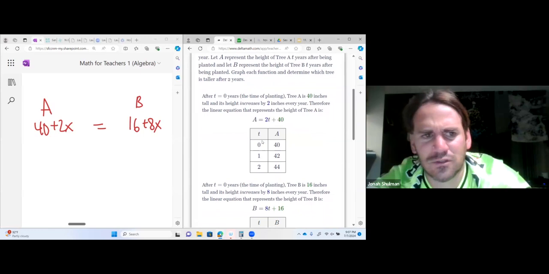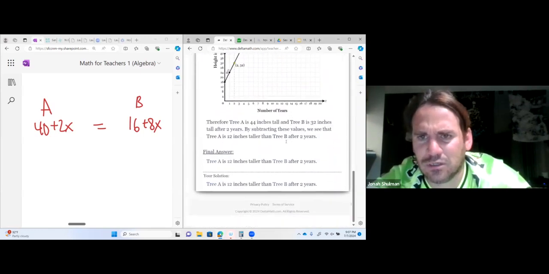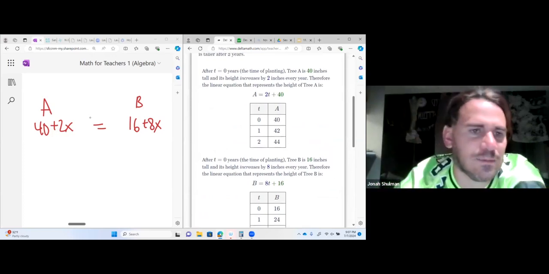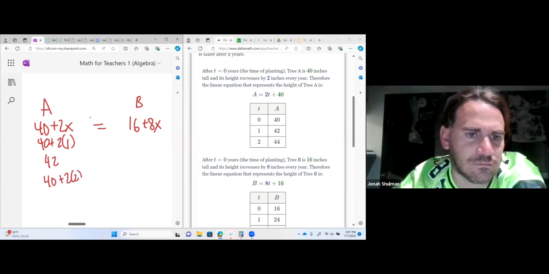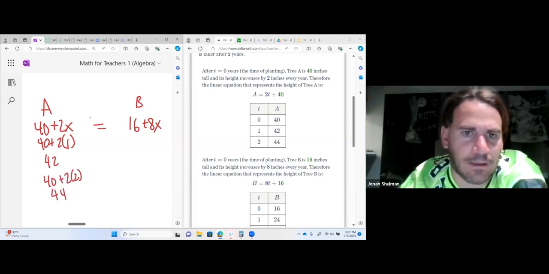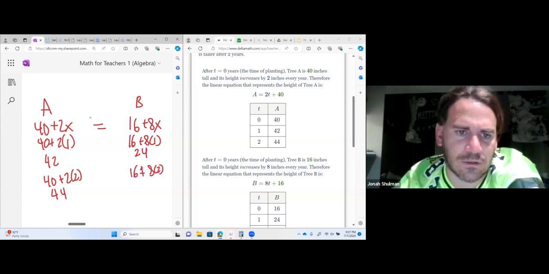We did it. Ooh, you can do it graphically. I like that. There it is. There's my picture. So the table would just be for 1 year. This one is going to be what? 42. And in 2 years, 44. This one in 1 year is going to be 24. And in 2 years, this is the graphical way to show it. It's going to be 36.